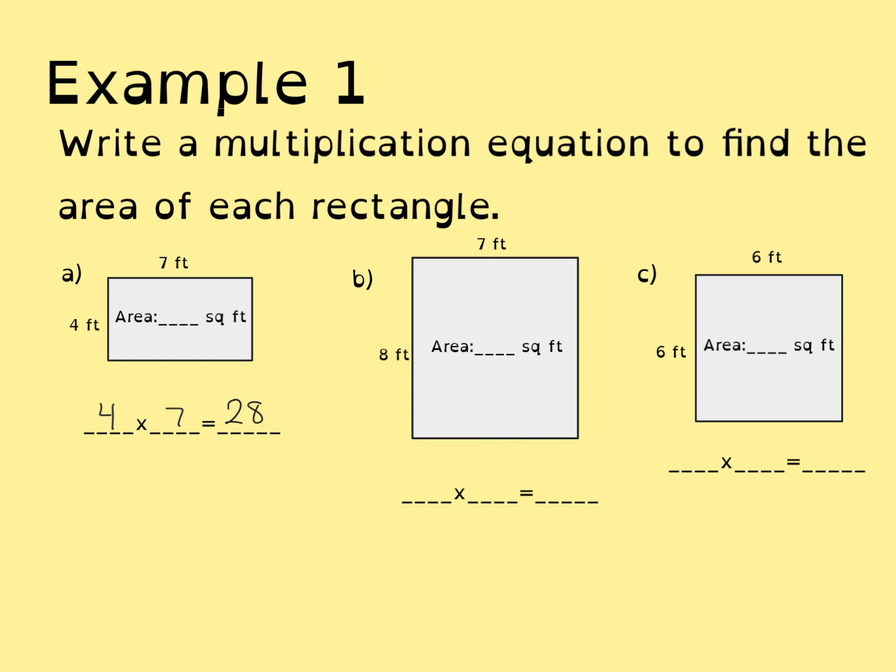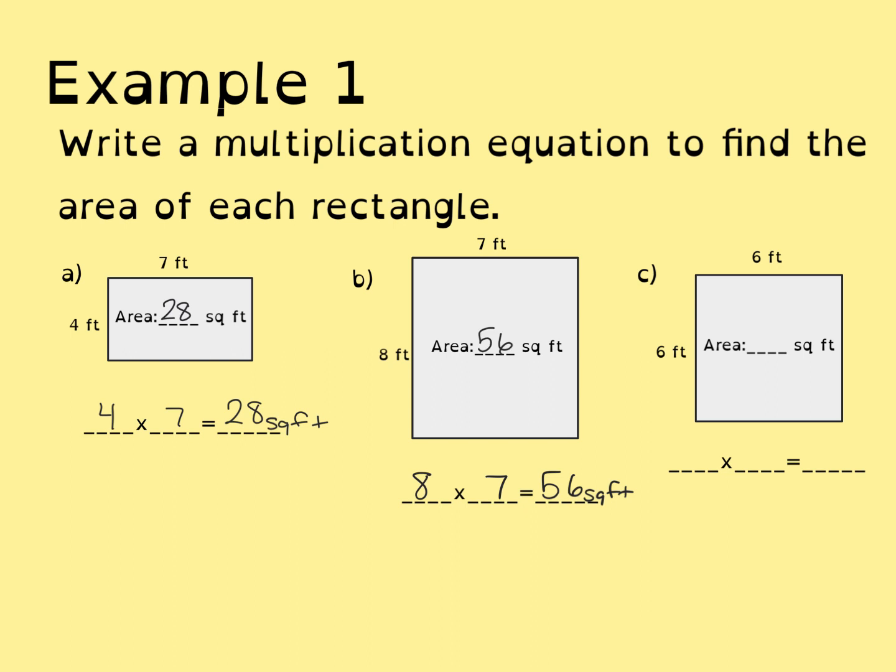Since we found the area of the rectangle, we have to add the proper units. Our units for finding area in this situation are square feet. Now let's move on to part B. We see that one side length is 8 feet and the other one is 7 feet. We can easily make the multiplication equation to find the area of this rectangle by just multiplying 8 times 7. Your answer should come out to be 56, but don't forget to write your units. In this case, it would be square feet.